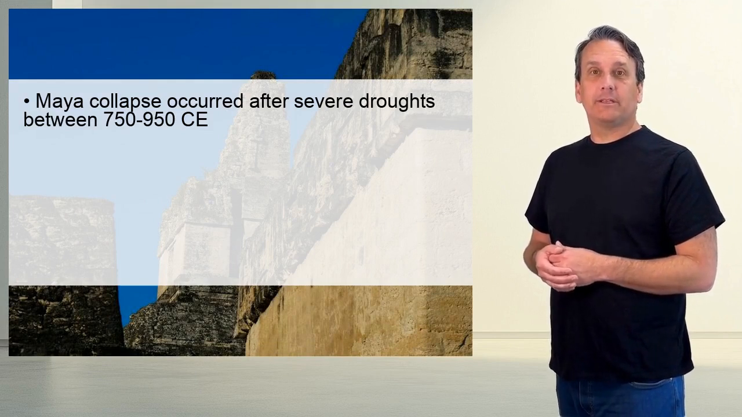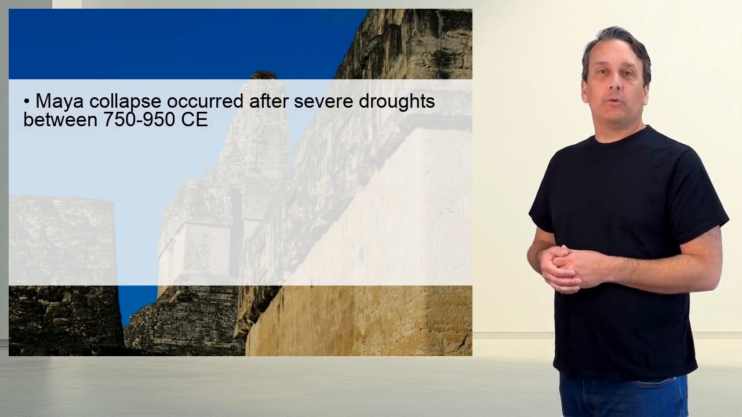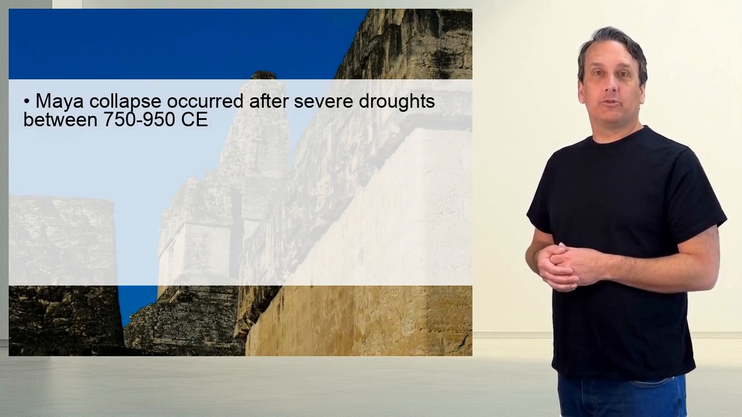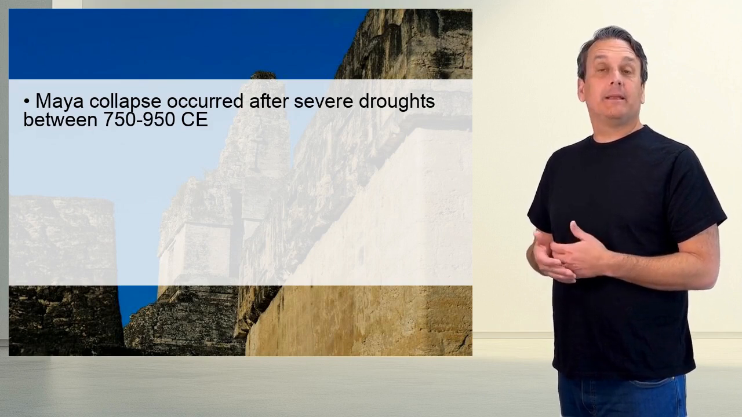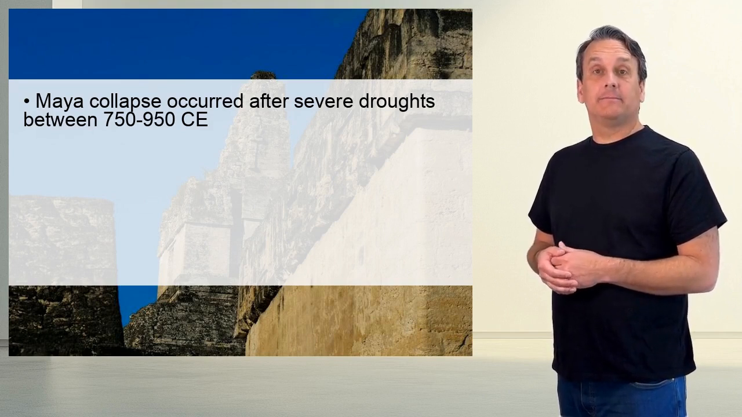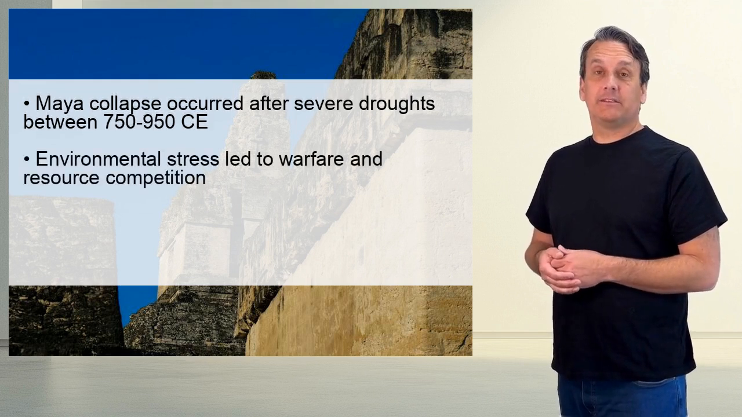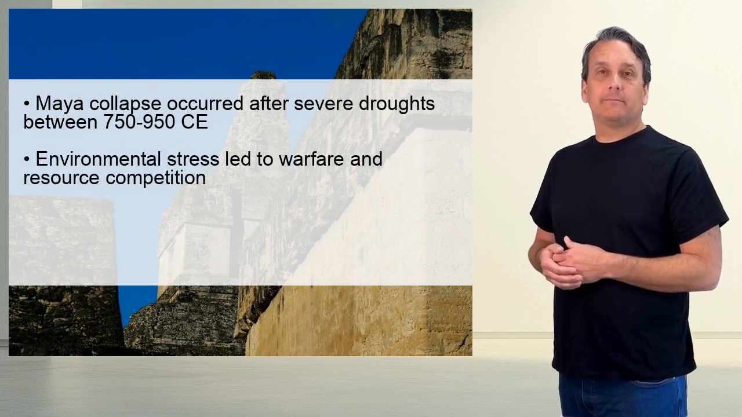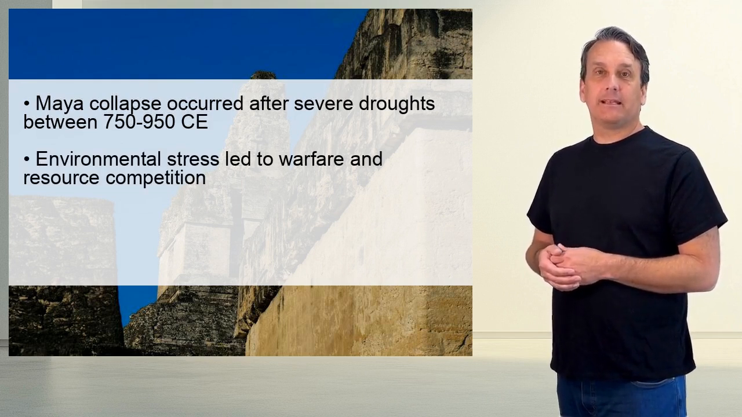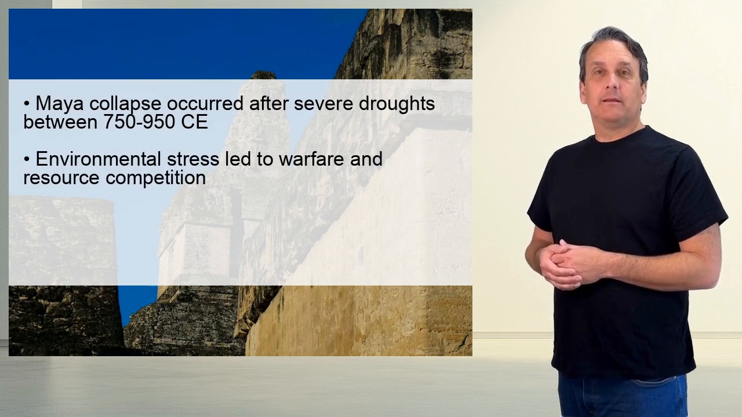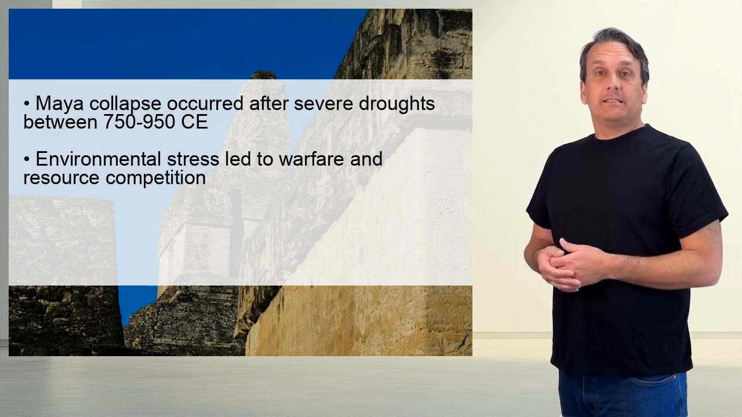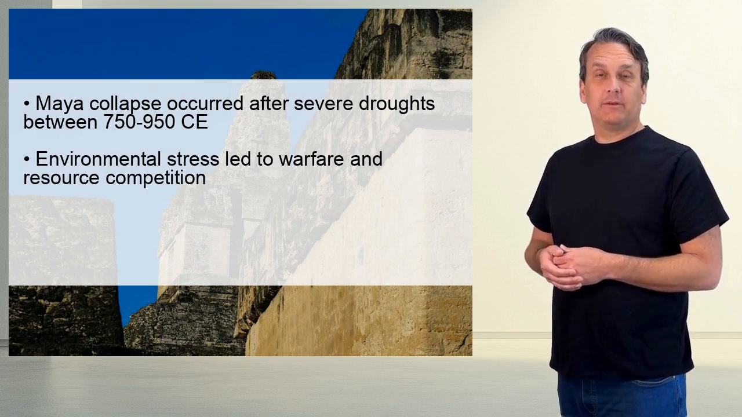Between 750 to 950 CE, the Maya heartland in the southern lowlands experienced a series of severe droughts, confirmed by lake sediment and cave stalagmite records. As water became scarce, their complex farming systems that supported dense populations of up to 10 million people began to fail. The environmental stress intensified competition for resources, leading to increased warfare between city-states as shown by archaeological evidence of defensive walls and violent imagery in late-period art.